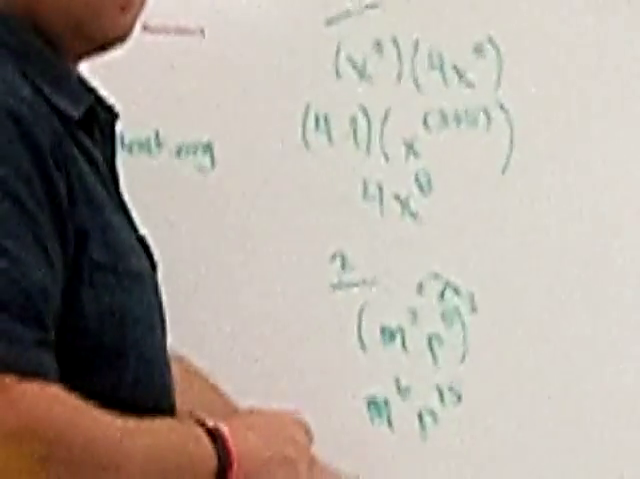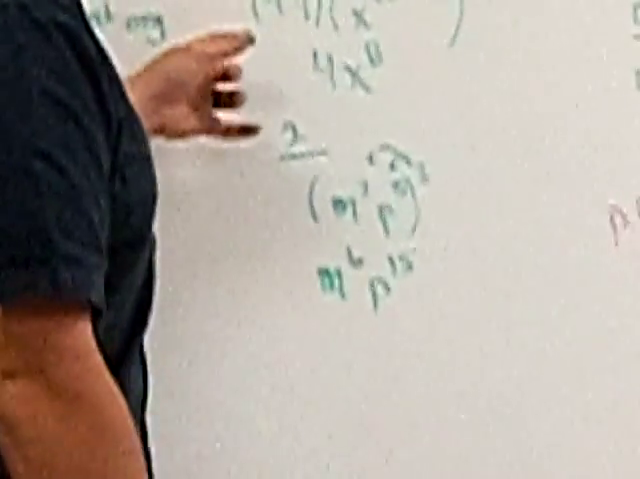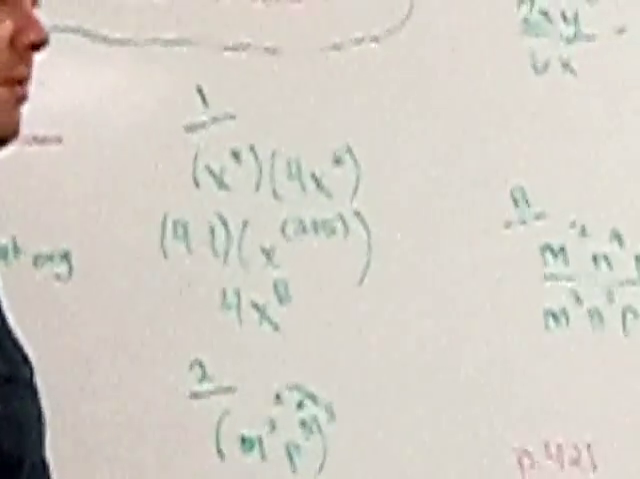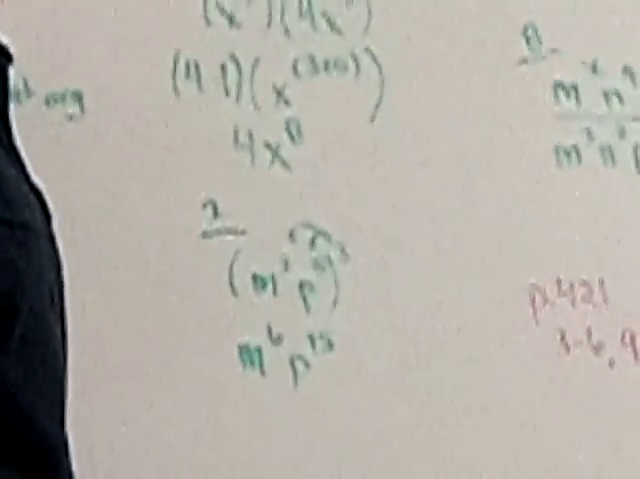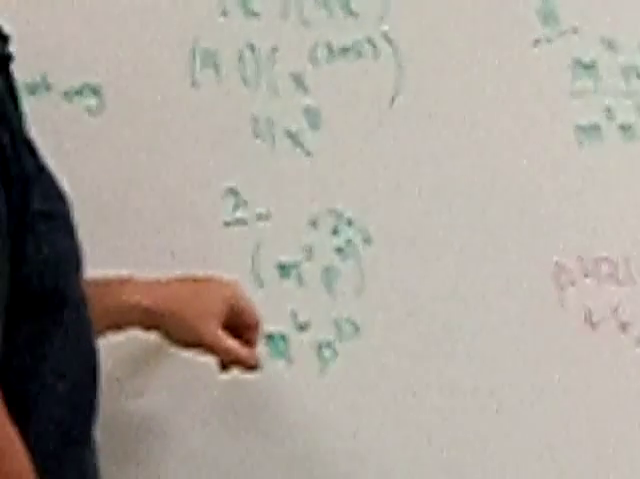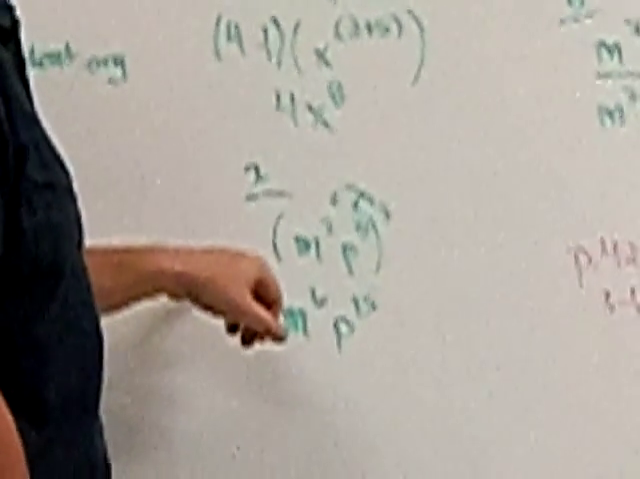Does that make sense? Are we good on 1 and 2? That's the multiplication property, and that is when you have a power raised to a power. If you're multiplying, add exponents. If you're raising a power to a power, multiply.